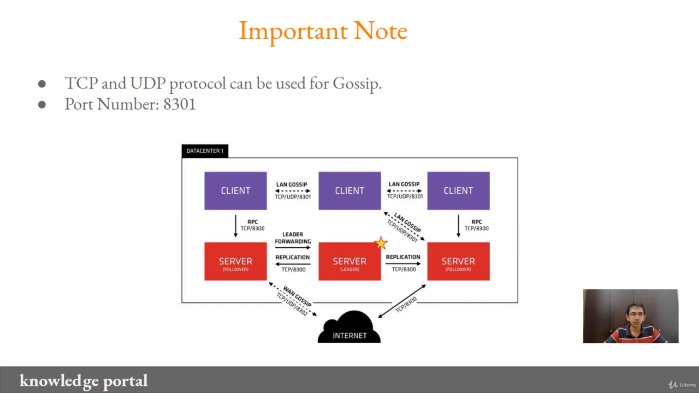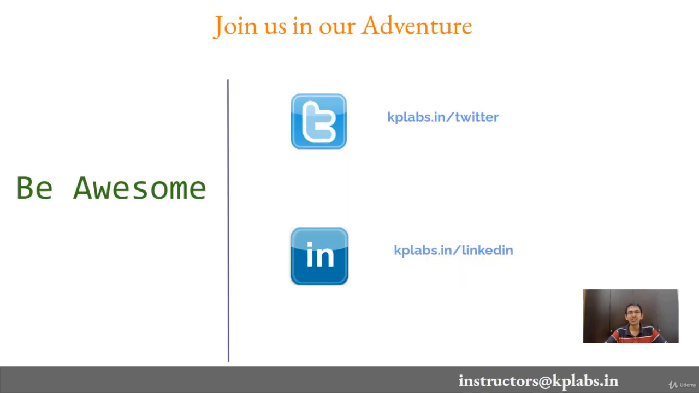Also for the exams, do note that both the TCP and the UDP protocol can be used for gossip, and the port number here is 8301. Great. So I hope at a high level overview, you understood the benefits of enabling gossip encryption.